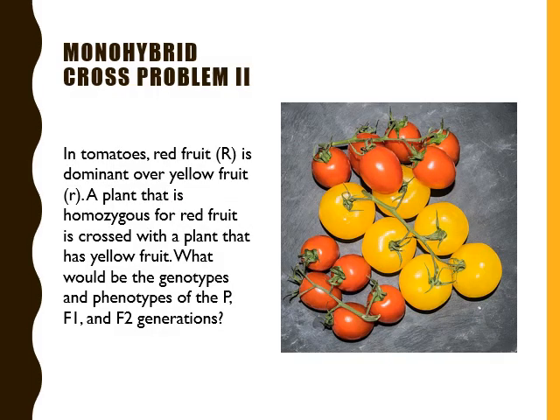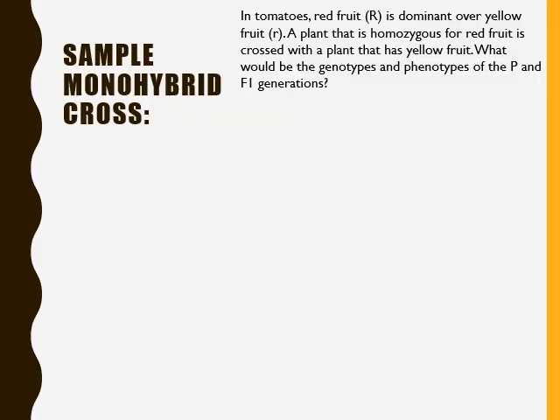Let's look at a similar problem, but we give you a little less information in it. In tomatoes, red fruit is dominant over yellow fruit. A plant that is homozygous for red is crossed with a plant that has yellow fruit. What will be the genotypes and phenotypes of the P, F1, and F2 generation? Okay, so in this case, we're going to break it down just like we did in the last problem. I'm going to switch slides. We've got the problem written out. Let's take it one sentence at a time.